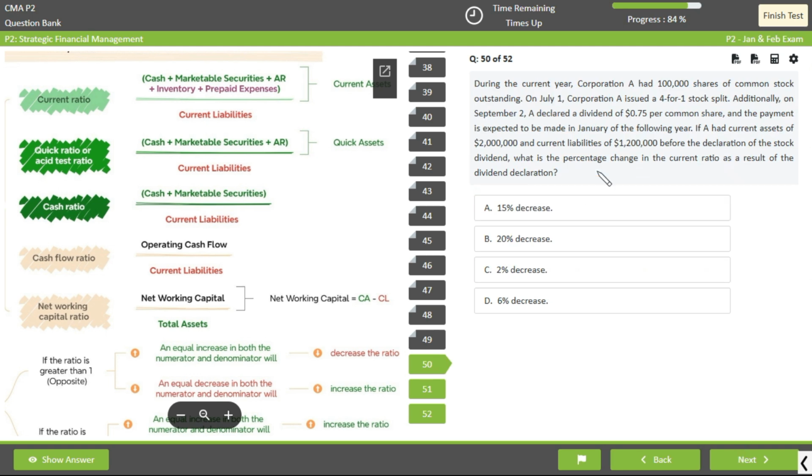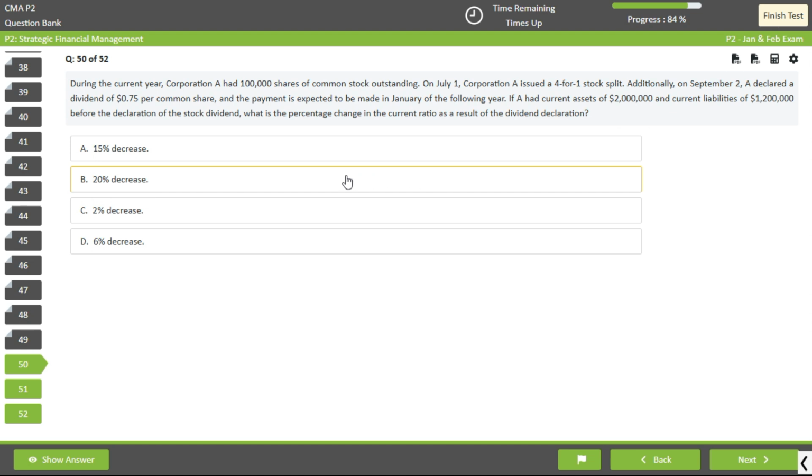Next, let us close the PDF because we need larger calculation for this. So we have, during the current year, a corporation A had 100,000 shares of common stock outstanding. On July 1st, the corporation issued a 4-to-1 stock split. So there is a 4-to-1 stock split.